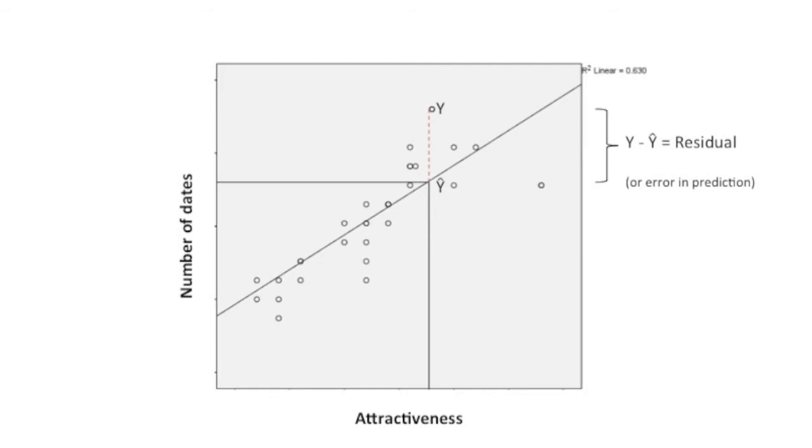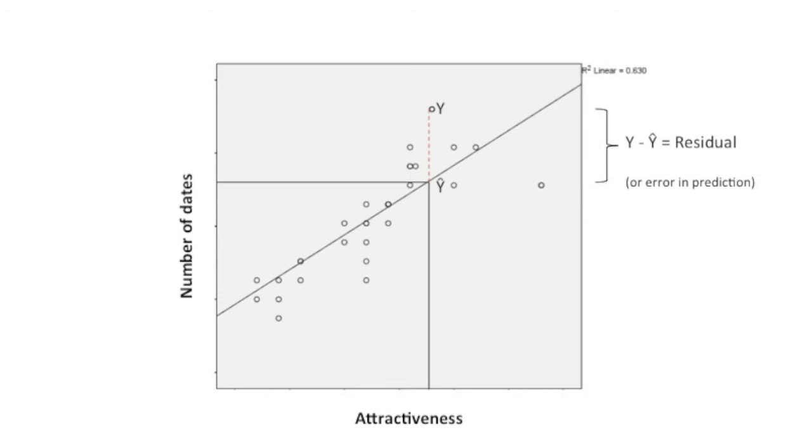Now the difference between the actual number of dates, which is y, and the predicted number of dates, which is y-hat, is the error in prediction. Errors in prediction are known as residuals and are the difference between the actual y-scores and the predicted y-scores, so y minus y-hat. This least squares regression line aims to minimize the sum of squared residuals.